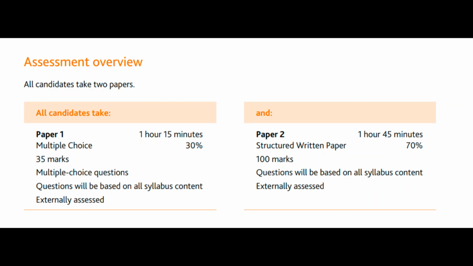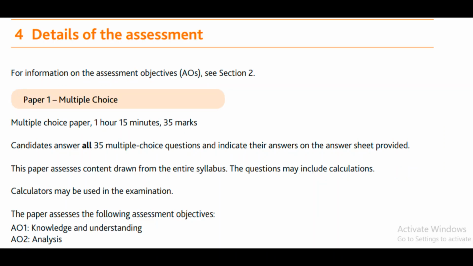So, the first thing which we are going to discuss is what is going to be assessed and how it's going to be assessed. That is our assessment overview, examination overview, paper pattern, and then syllabus content. Now, O-level accounting paper. Students will have to take two papers. The first paper is titled as paper 1. It's an MCQ paper. Duration is 1 hour 15 minutes and students will have to attempt 35 questions provided with multiple choices.